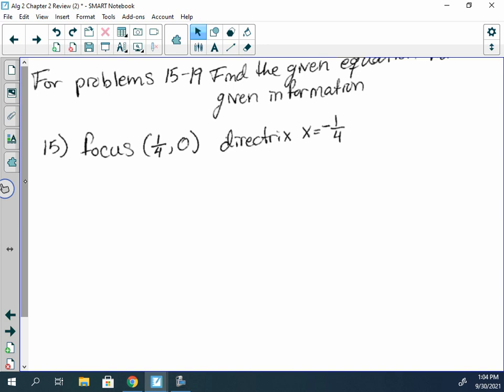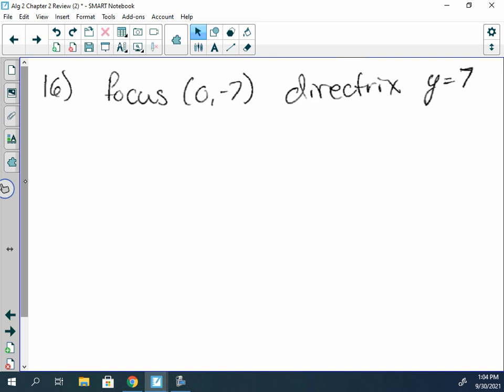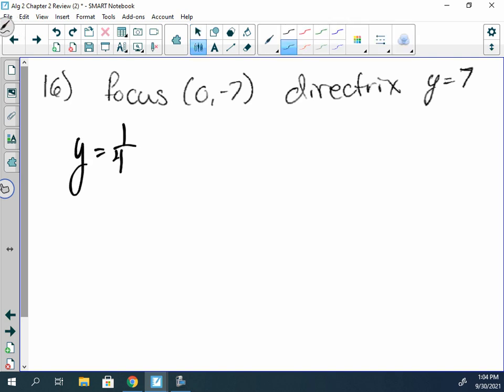So 16. The focus is 0, -7. The directrix is y equals 7. Now it kind of already tells me which equation we have because, well, the directrix y equals, there's only one equation that has it, which is our y equals 1 over 4p parentheses x minus h squared plus k. Because for that equation, the directrix is y equals k minus p. And it also tells me that the directrix is dealing with k minus p, and the focus is dealing with h comma k plus p.